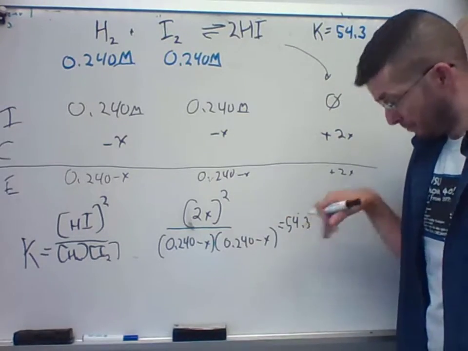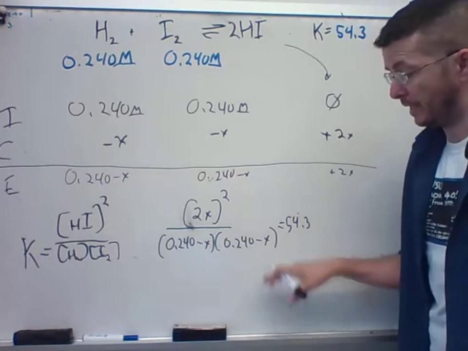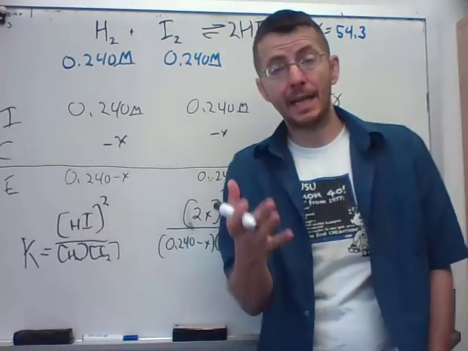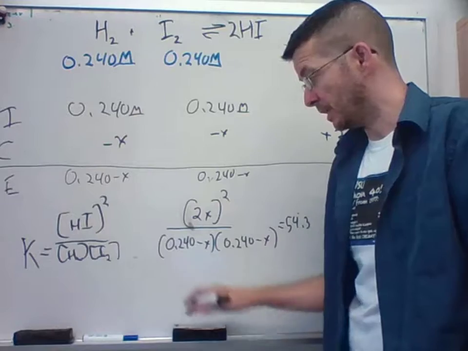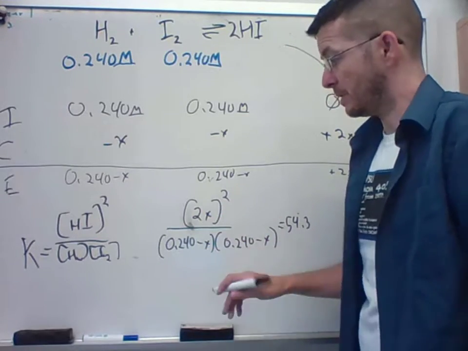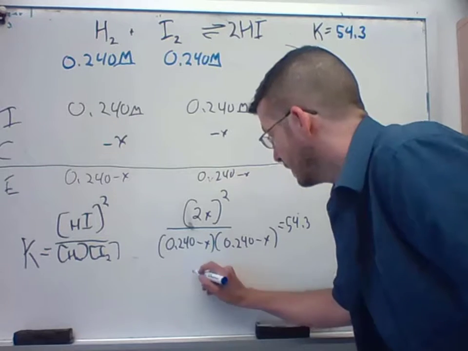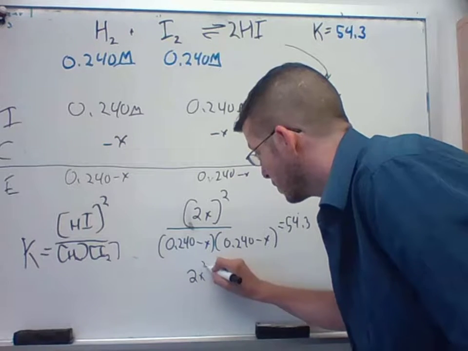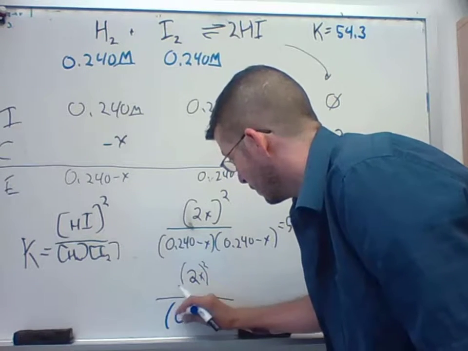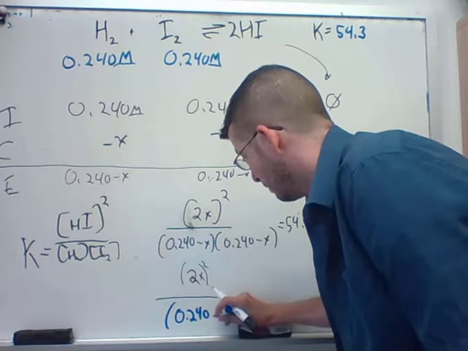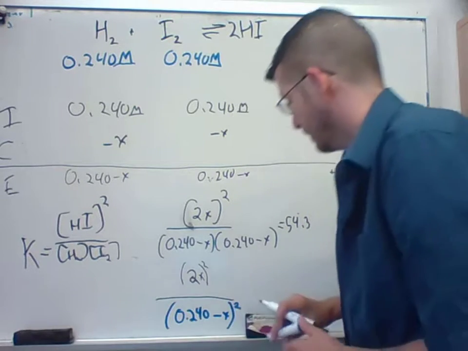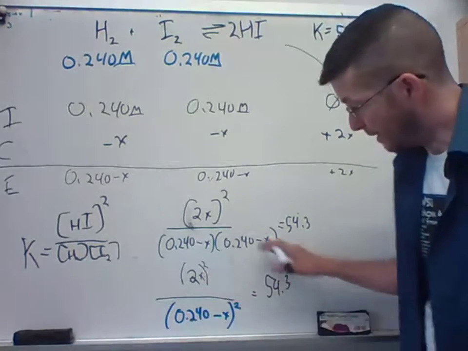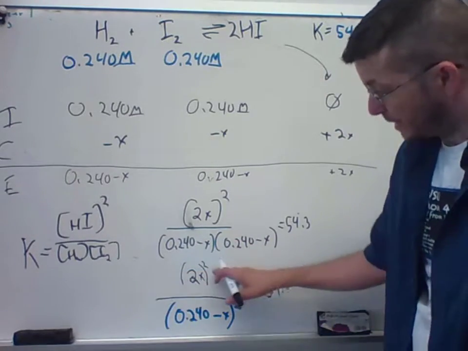We can take this material, FOIL this out, expand this polynomial, and then multiply and solve and rearrange. But it's not the most efficient, because in this particular one, these two values are the same, and so we can rewrite this into 2x squared over 0.240 minus x squared equals 54.3.